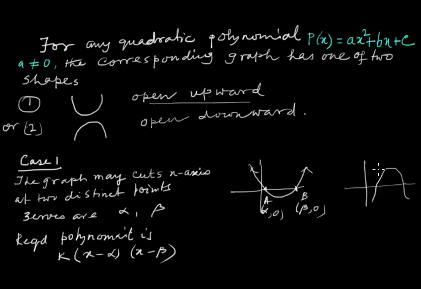Similarly, in the case where it opens downwards, with alpha comma 0 and beta comma 0, in both cases the required polynomial is k into x minus alpha into x minus beta. In the first case, k is positive, and we get this type of graph. If k is negative, we will get an open downward graph.